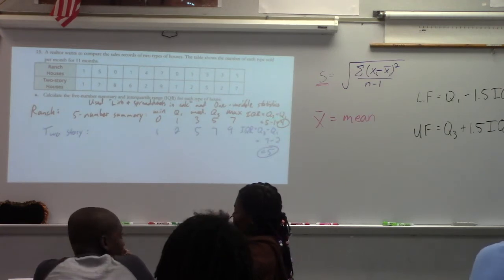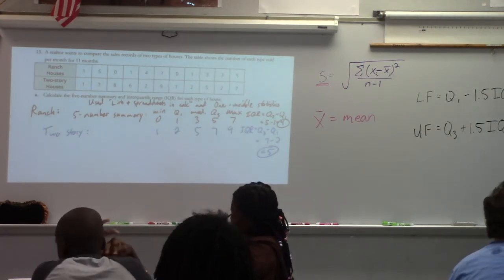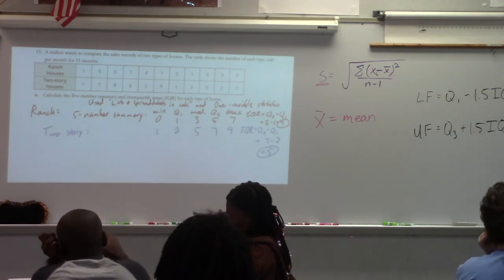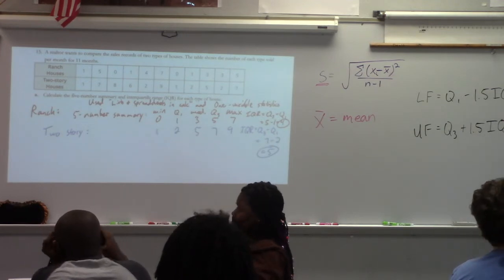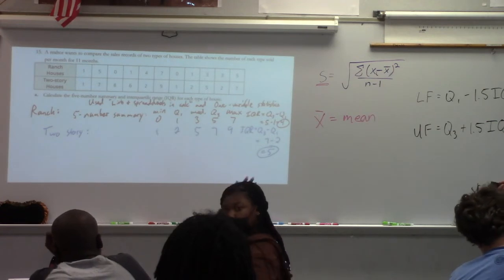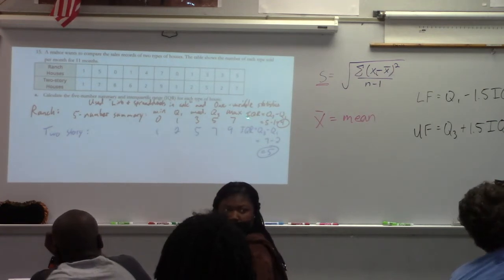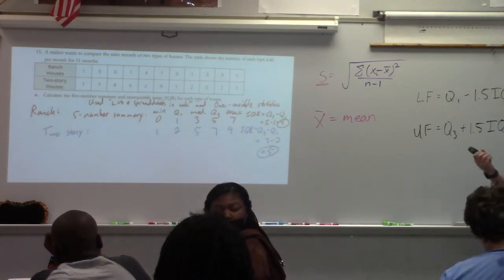Right? That's a range. Interquartile range is the range between the quartiles. So I subtract to find how far the quartiles are away from each other. That's all IQR is: range. It's an interquartile range, so it's a range between the two quartiles. That's why it's Q3 minus Q1.